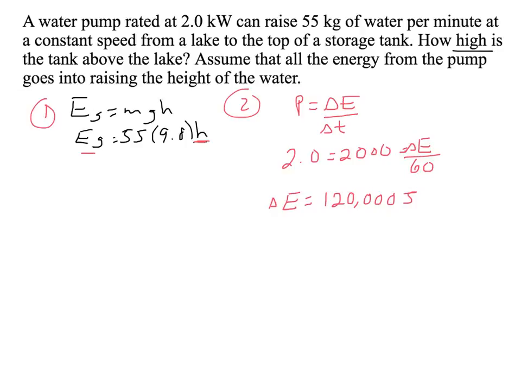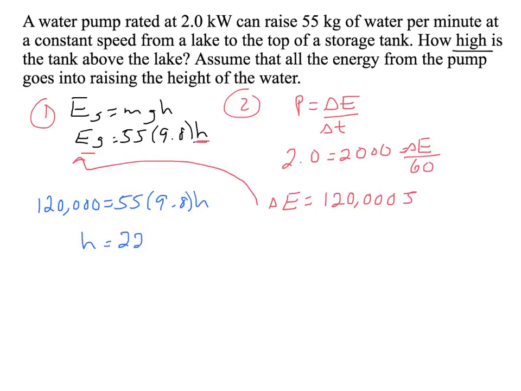joules. Now we can plug that E value in there, and we can rewrite, we can say 120,000 equals 55 times 9.8 times h. When you do your rearranging, you get a height of 2.6 meters, and then you get a height of 2.2 times 10 to the 2 meters.